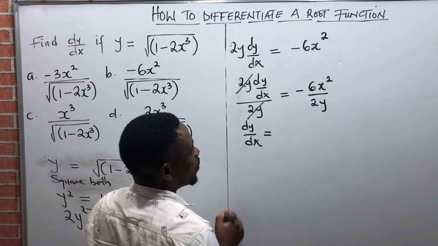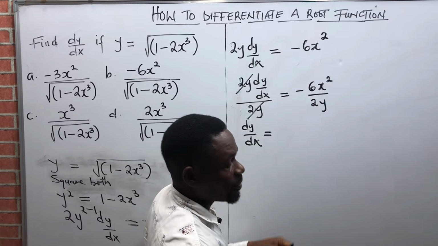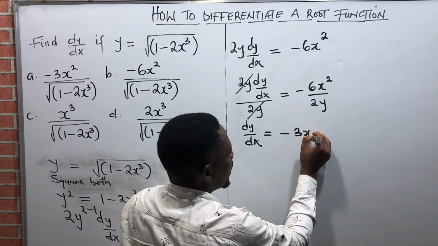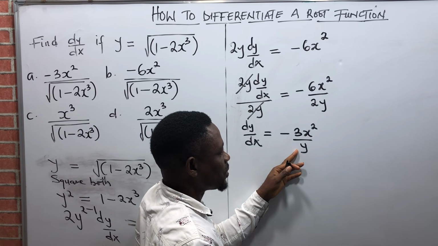Dx is now equal to, you agree with me that 2 can go into 6. How many times? 3 times. Then I'll have minus 3x squared. Are you there? All over what? y. That is not the end.